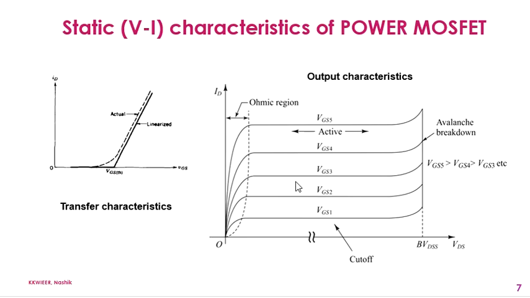As we go on increasing the gate to source voltage, when a large VGS is applied, the device is driven into the ohmic region where drain current ID also increases. Here you can see it is a very small value of ID, but in this case the value of ID has increased as we go on increasing VGS.